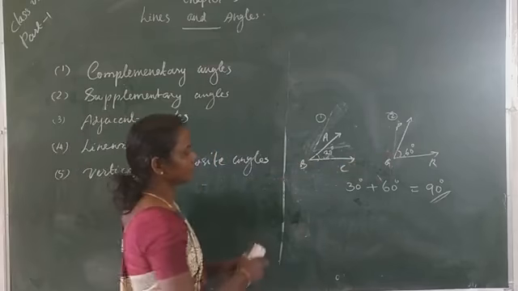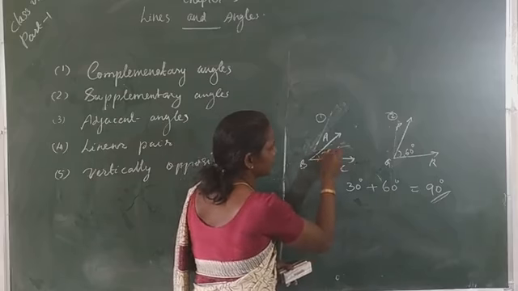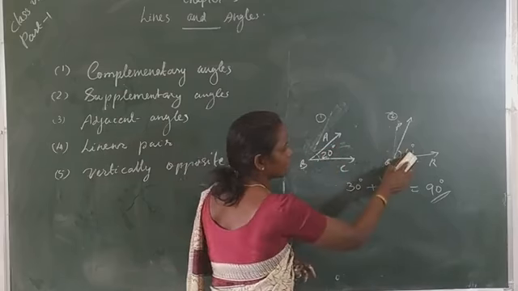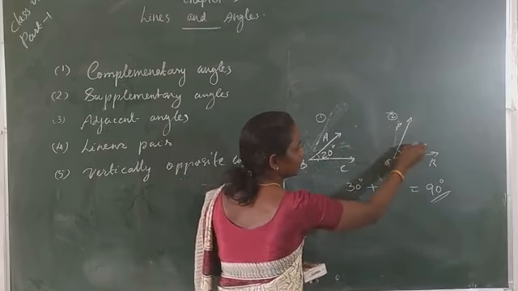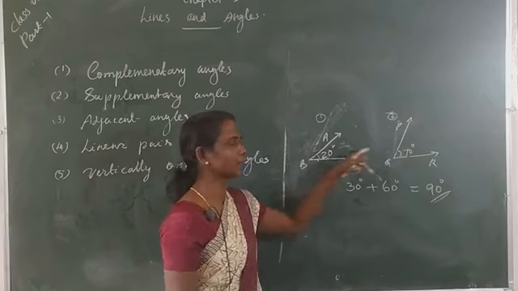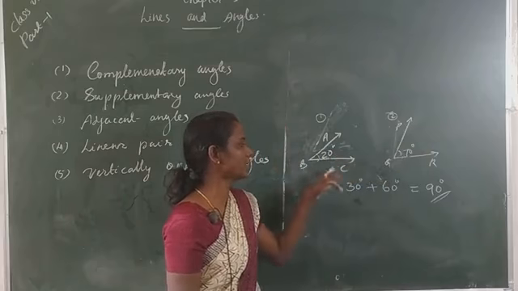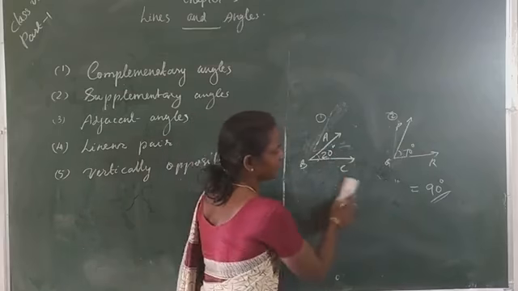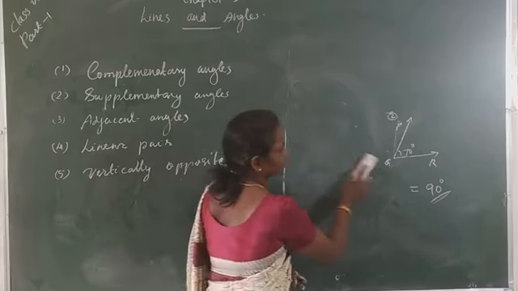Here, look, this is a 20 degree angle. Then what is this angle? 70 degrees. So we can say these two angles are complementary angles because their sum is how many degrees? 90 degrees.